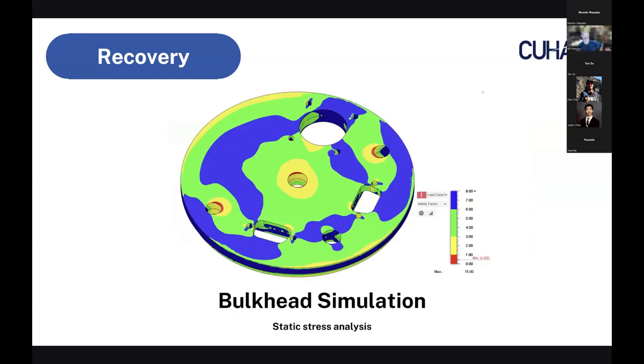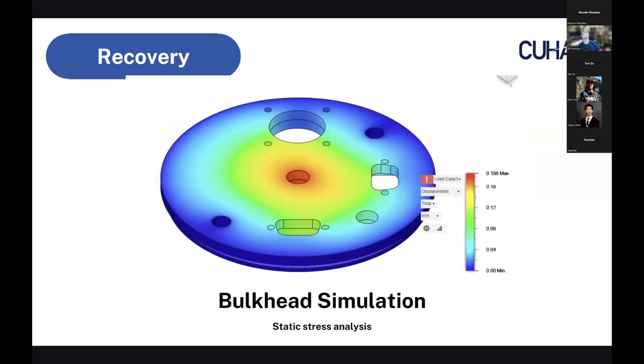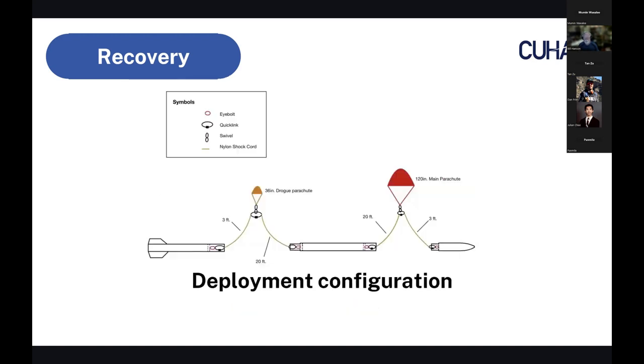In terms of the bulkhead simulation, for this one the indicator is indicating safety factor. As you can see, there are 2 holes which have a bit of a red tint to them, and we'll resolve that by using washers, which will help distribute the stress more evenly, so it won't be a major issue. And here is a displacement indicator. As you can see, the maximum displacement is 0.186 millimeters, so not much deformation, no major crisis here.